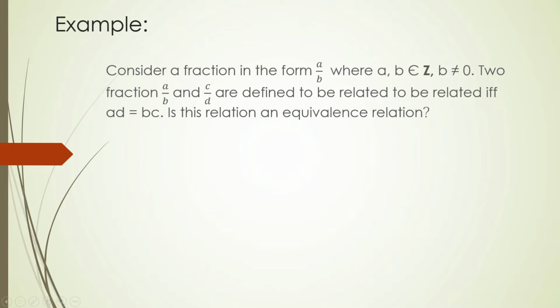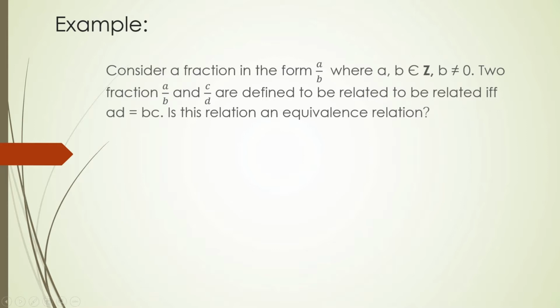In a similar way, we can show that if ad equals bc, then a by b equals c by d, and that is symmetric. How are they symmetric? Since a, b and c, d belong to the set of real numbers, also c, d and a, b belong to the set of real numbers. If we reverse their positions, they still belong to the set of all real numbers.